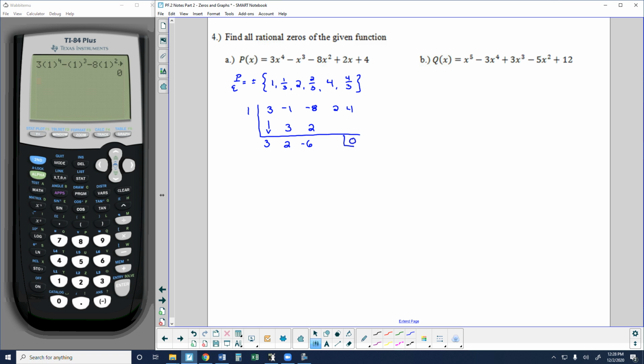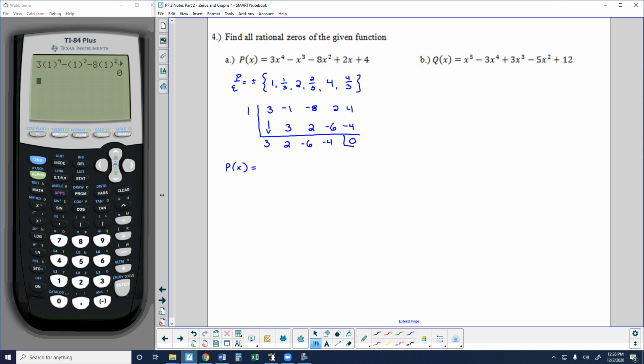Take 1 times negative 6, put it in the next column. Add down the column, that gives me negative 4. Take 1 times negative 4, add down the column, and that does give me 0. So the reason that I did this is because what this does is it factors P of x.